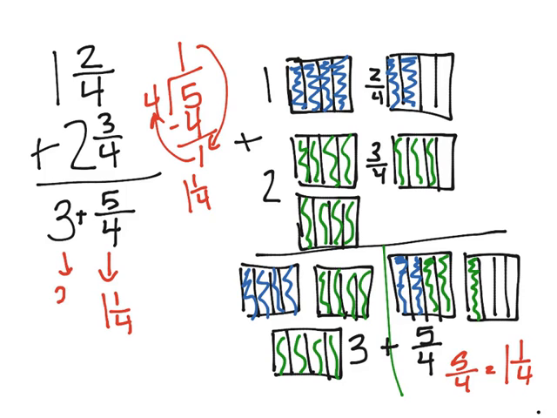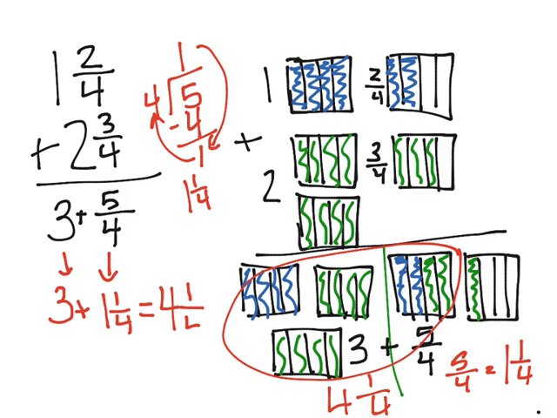Plus I still have that 3 wholes. So if you look at this picture, how many wholes do you have altogether? You have 4 wholes, and then you have 1/4. Well, right here I have 3 plus 1 and 1/4, which would be 4 and 1/4.